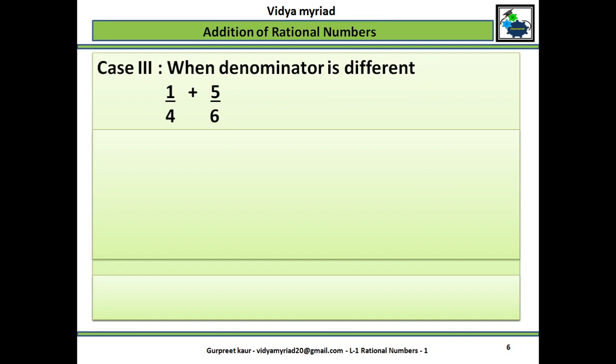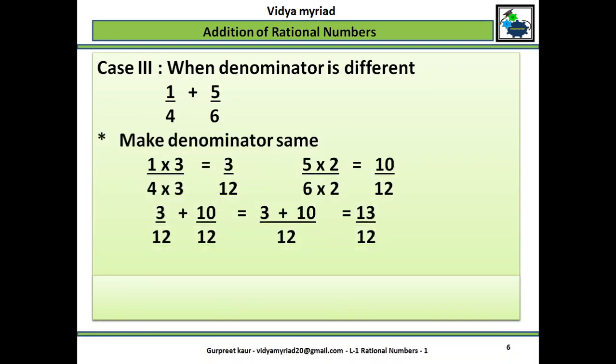Next is when your denominator is different. Here I have 1 upon 4 plus 5 upon 6. Now what I will do is, I will try to find out the LCM for this 4 and 6. It should be 12. So first I will try to make 1 upon 4 as 12. How will I make 4 into 12? When I multiply by 3.